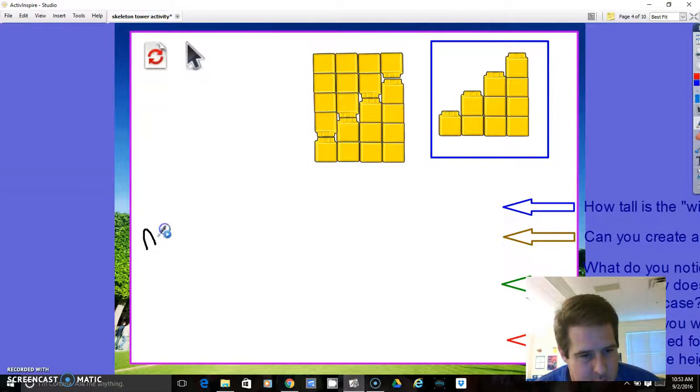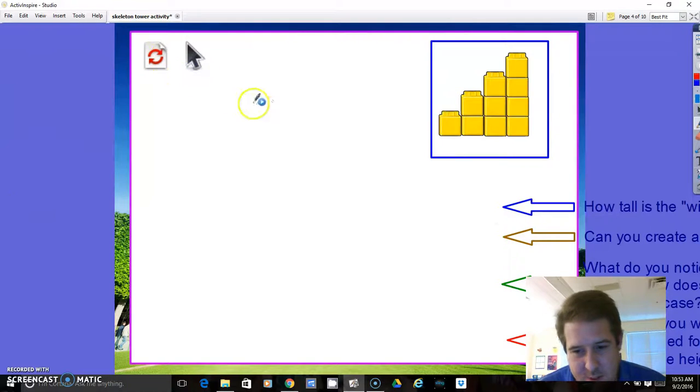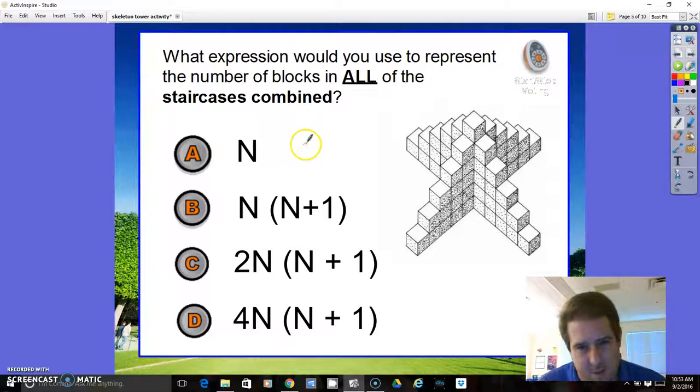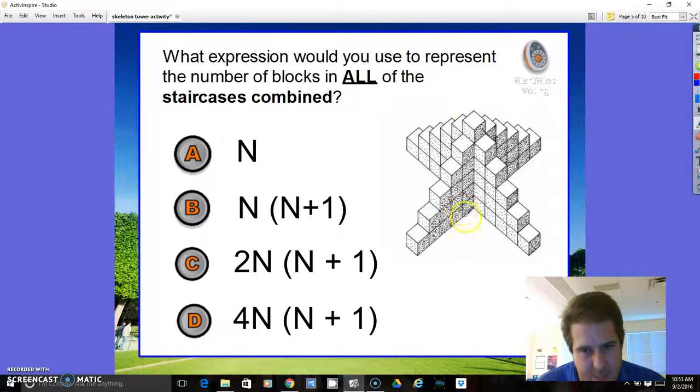N equals, okay, having trouble here. It wants me to refresh. All right, that was the start of lunch. So n is the height of the center. So it might be easier if I just go here. Okay, so great.